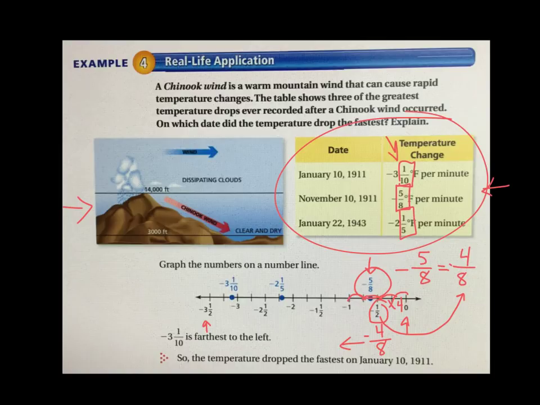So what we're realizing here is once we get everything on our number line like this, it's asking us on which date did the temperature drop the fastest. Well, we want to say which one is to the farthest left of the number line. Negative 3 1/10 is the farthest to the left. So the temperature dropped the fastest on, where's my 3 1/10? On January 10th of 1911.